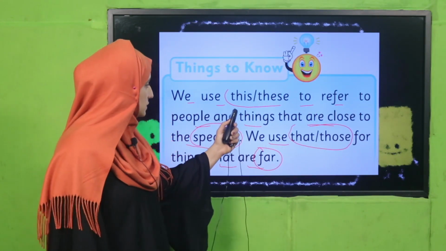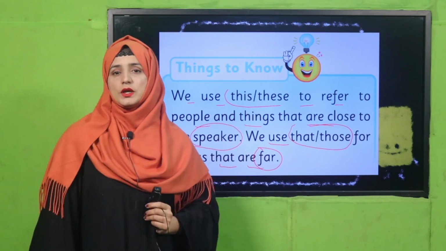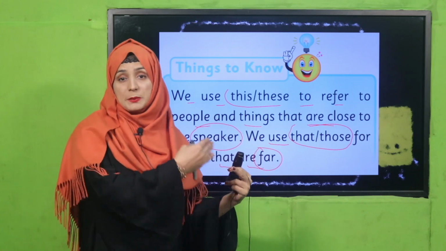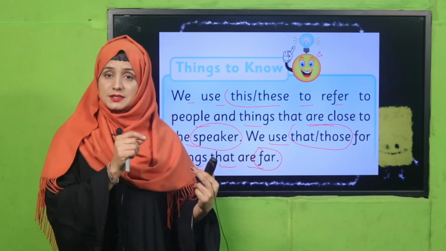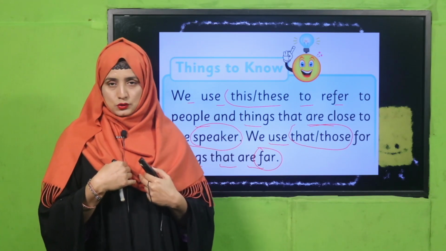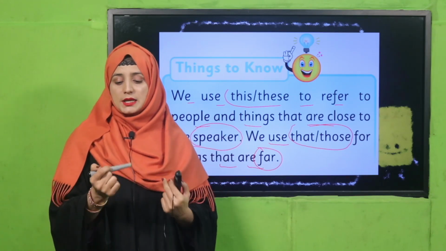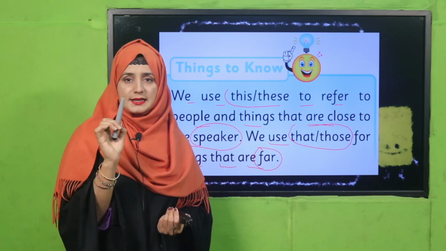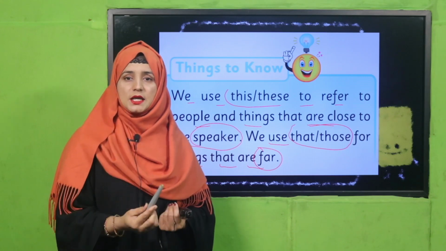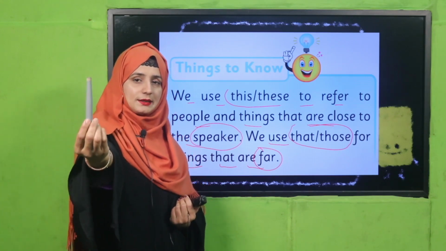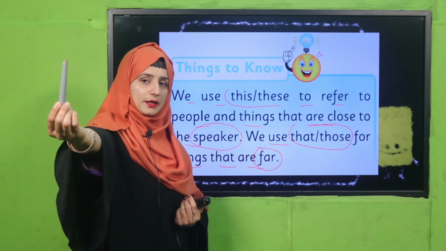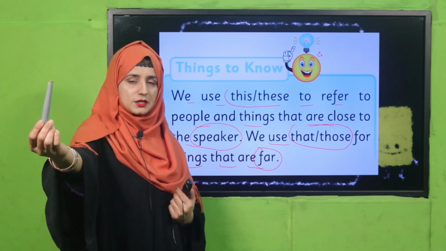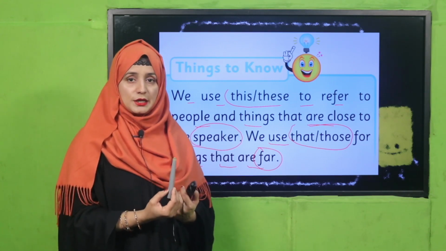We use this and these when we talk about people or things that are close to the speaker. Suppose speaker means the one who is speaking, as I am speaking, so I am a speaker. I am speaking and the pen is near to me, so what will I say? This is a pen, and I am pointing at that pen. Got it? This is a pen. If it is far away, I can say it in this way, that is a pen. Now it is far away, so that. And if it is near to me, then this is a pen.